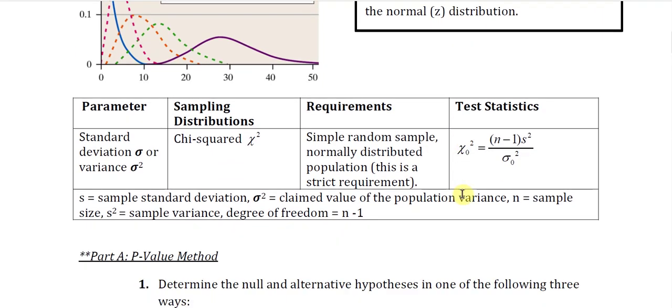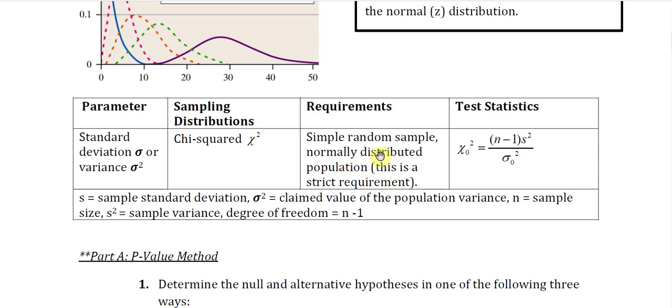So in this case, the parameter that we are testing is the standard deviation sigma or the variance sigma square. Now we need to use the chi-square. This is the notation chi-square from chapter 7. And there are a few requirements before we do the testing. Make sure that the sample is a simple random sample, and it is a normally distributed population. This is a strict requirement. We need a normally distributed population.